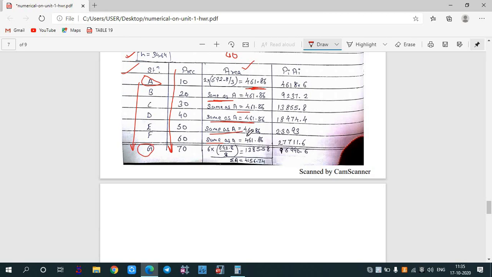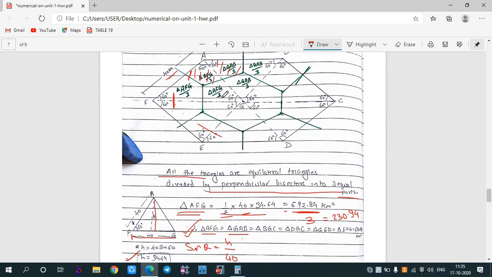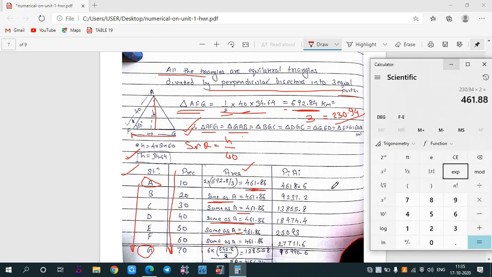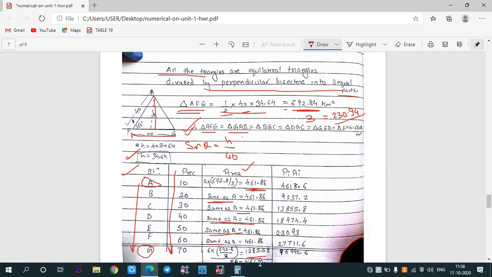Now the central part. In the center, what is coming? 1, 2, 3, 4, 5, 6. A total of 6 parts of the triangles are coming, so we need to multiply 230.94 with 6. 230.94 into 6 is equal to what? 1385.64. This will give you the value of 1385.64.